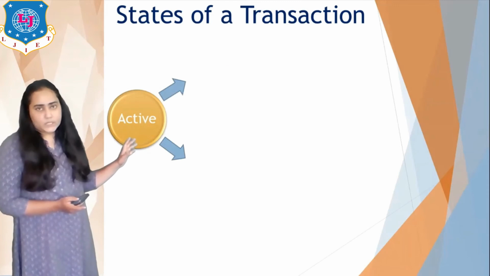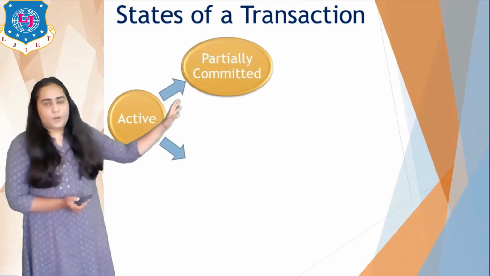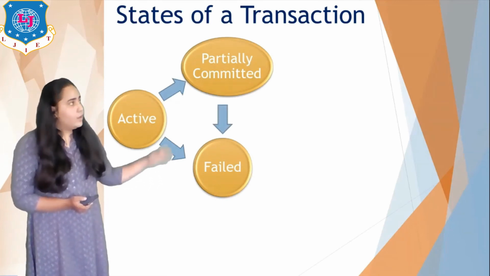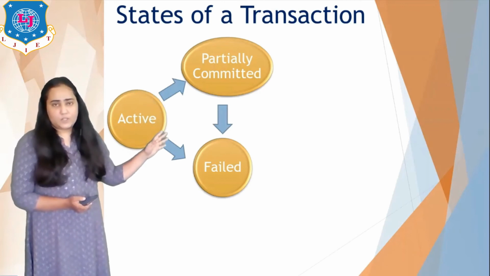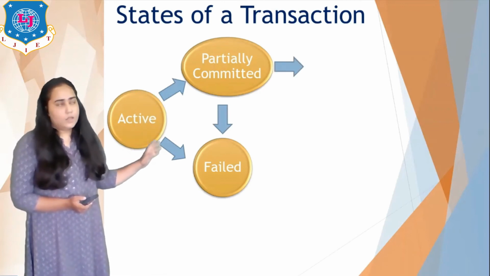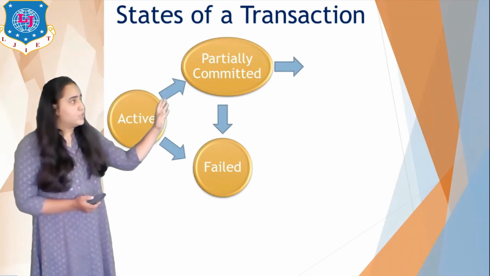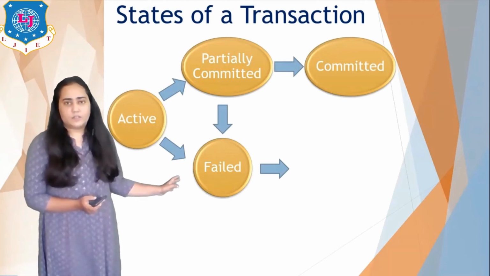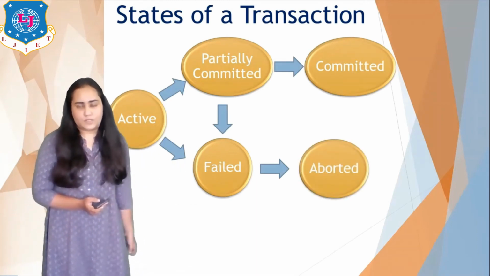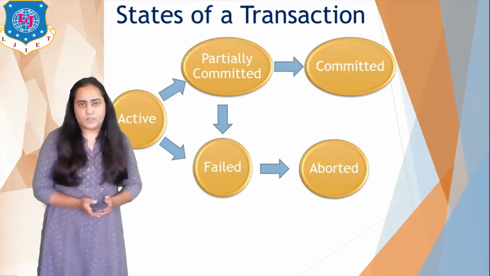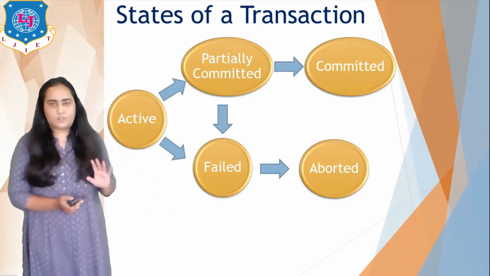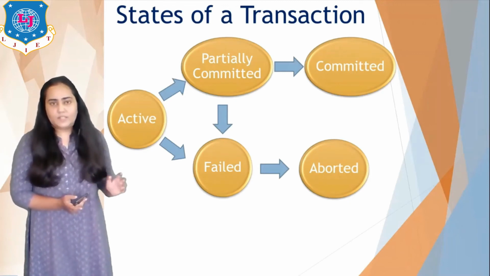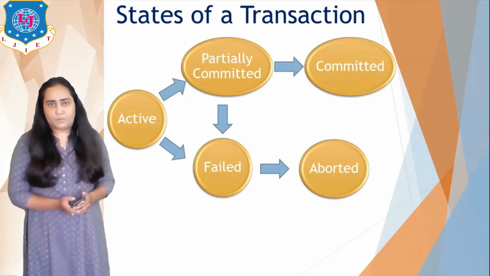Then from the active state, the transaction can go to a partially committed state, or it can go to a failed state. From a partially committed state, a transaction can also go to a failed state. From a partially committed state, a transaction can also go to a committed state. And if a transaction has failed, then it has no other choice but to go to the aborted state. So these are the 5 states of a transaction, and a transaction can be in any one of these 5 states at any given time. So let's take a look at all these 5 states one by one.